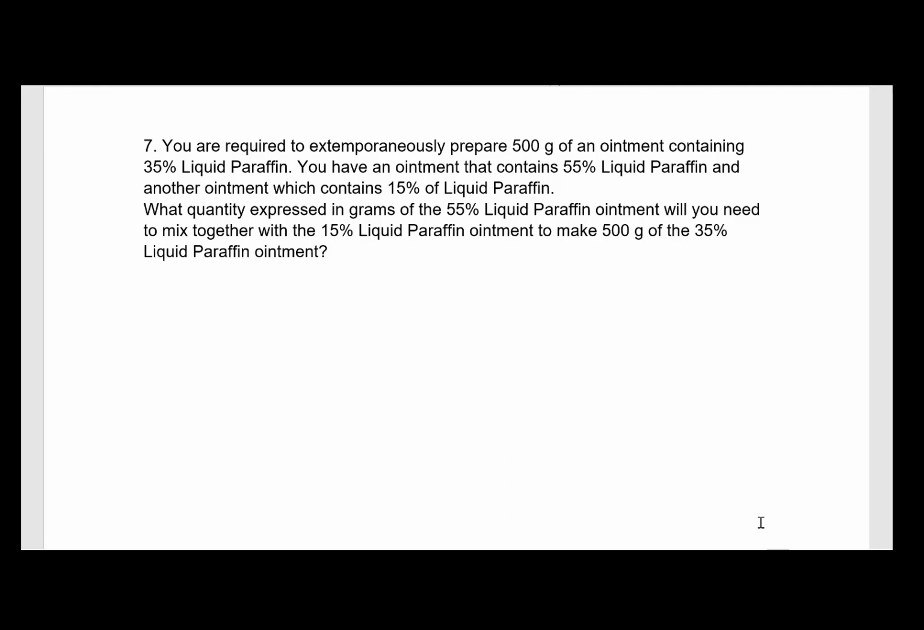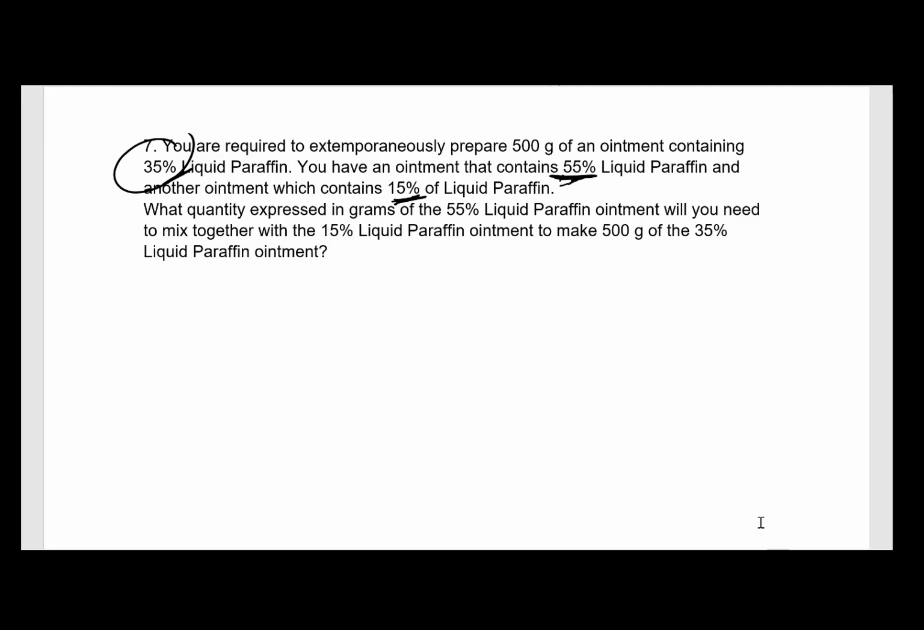You are required to make 500 grams of 35% liquid paraffin, so I have to make 35%. You have an ointment that contains 55% and an ointment that contains 15% liquid paraffin. So I have 15% and I have 55%, and I have to mix them to get 35%.